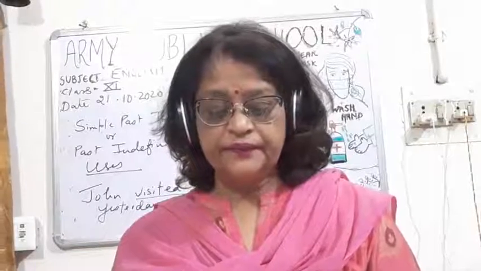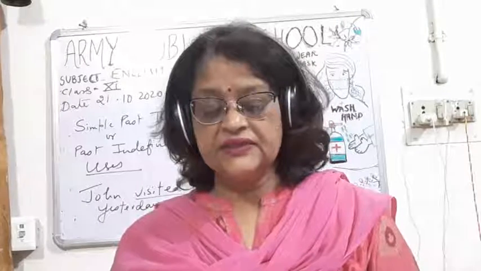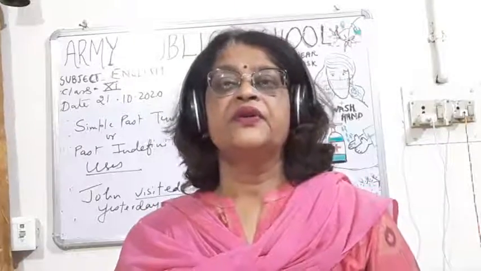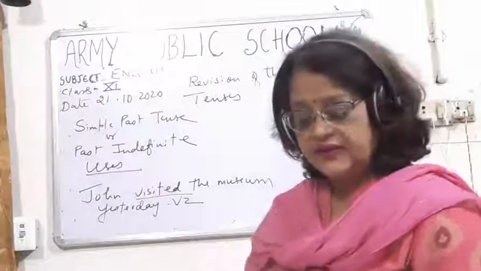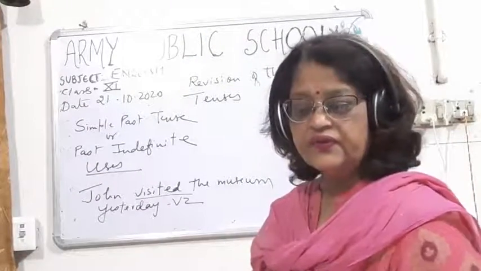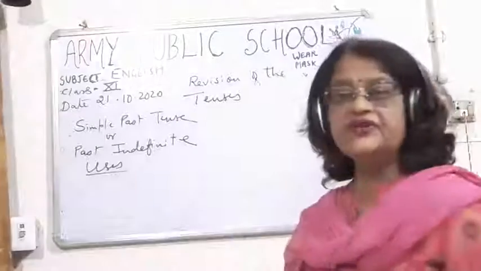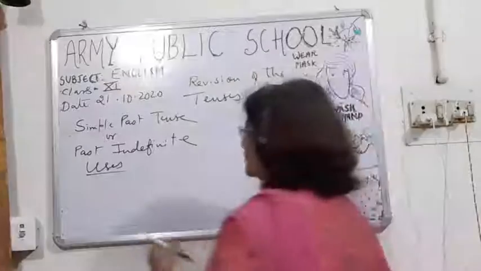Like, my grandmother told me stories when I was a child. My grandmother told me stories when I was a child. So this is the action which happened when I was a child. It was my habit to listen to the story from my grandmother. So this is the sentence.